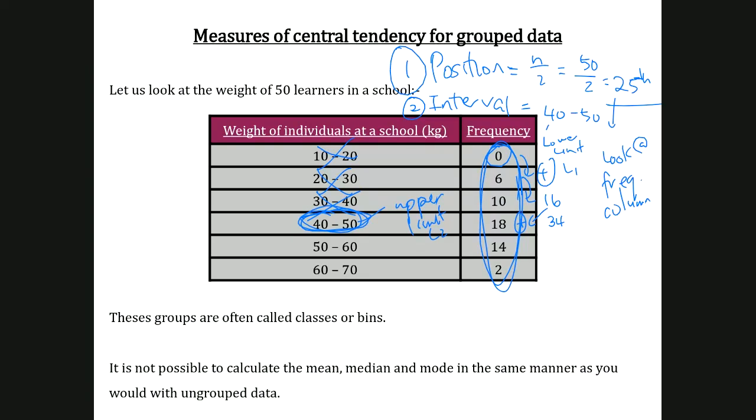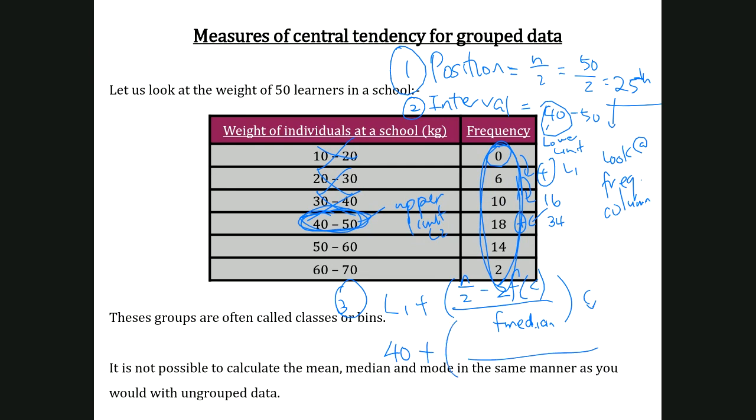Okay, now the formula, which is the third step, says L1 plus, then you have N over 2 minus the sum of the frequencies in the groups before the group you selected, over the frequency of the median group itself, and then multiplied by C on the outside. Okay, so the first portion is L1. L1 is your lower limit, and you selected the interval 40 to 50. So L1 is the first value, which is 40, plus N over 2, which is the first portion of this bracket.